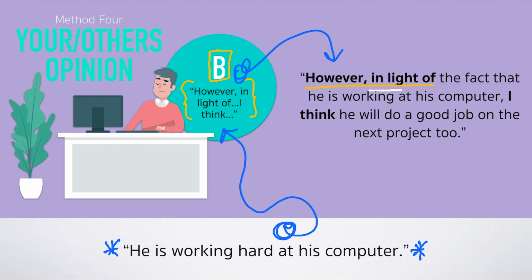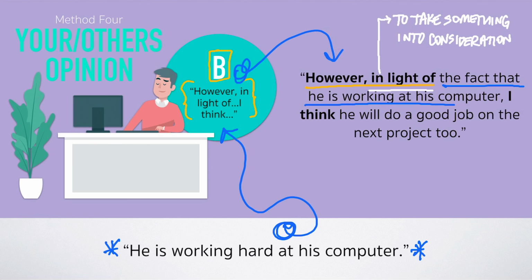In light of. So this means to take something into consideration. To take something into consideration. It means whatever decision you are going to make or whatever opinion you are forming, this thing has an effect on that viewpoint. All right, so let's continue. In light of the fact that he is working at his computer. Again, that's the original sentence. Now we have new information.